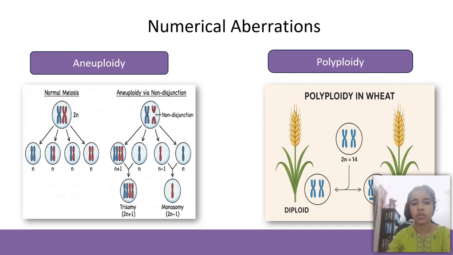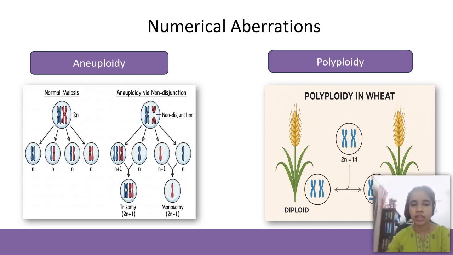Polyploidy is whole sets multiplied. So why do numerical aberrations occur? They occur because of non-disjunction, which is the primary cause of aneuploidy. Chromosomes don't separate properly. Errors happen in spindle fibers. Age is a big factor here, maternal age especially. Failure in cell cycle checks. But the major issue is leading to non-disjunction.